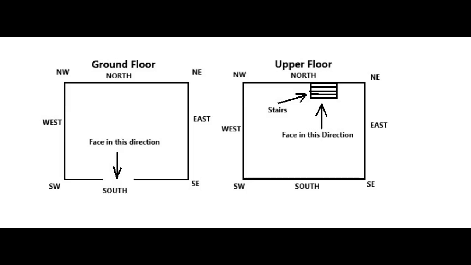If you have a basement that does not have an outside door access, then you would find your compass direction by standing at the bottom of the stairs and looking up. If your basement does have a door that accesses the outside of the house, then that door determines your compass direction.